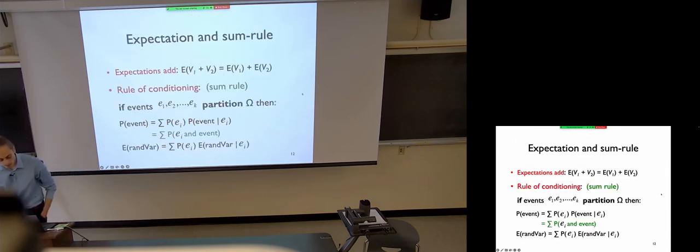Expectation and sum rules. So expectations add up together. E of V1 plus V2 is equal to E of V1 plus E of V2. These are rules.